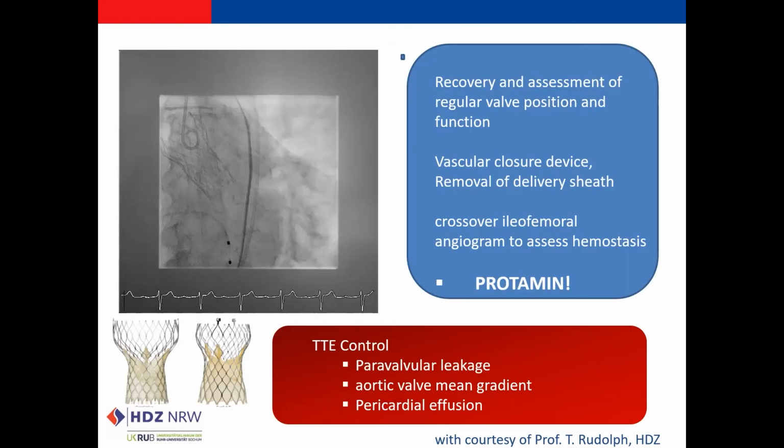So now we are in the period of recovery and assessment of the regular valve position and function. The vascular closure device and the removal of the delivery sheath are now followed by the crossover iliofemoral angiogram to assess hemostasis. In this period, you give protamine to antagonize heparin, and possible complications are bleeding, pseudoaneurysm, and ischemia.